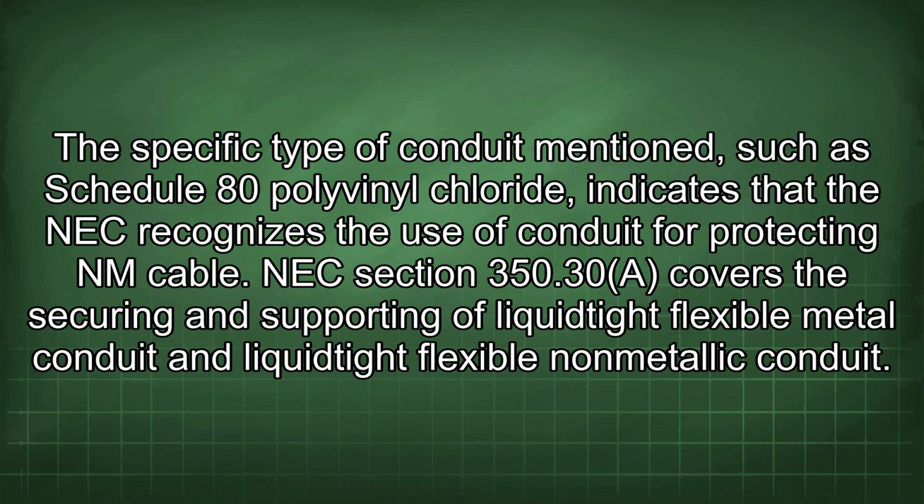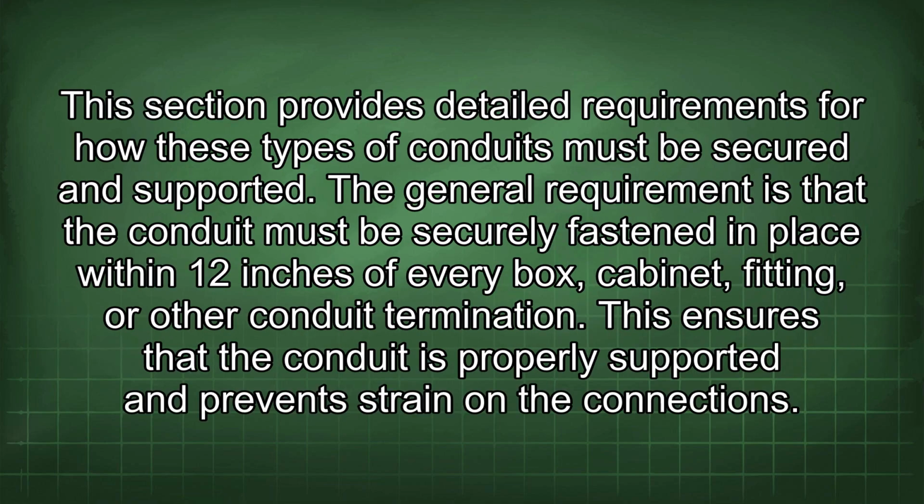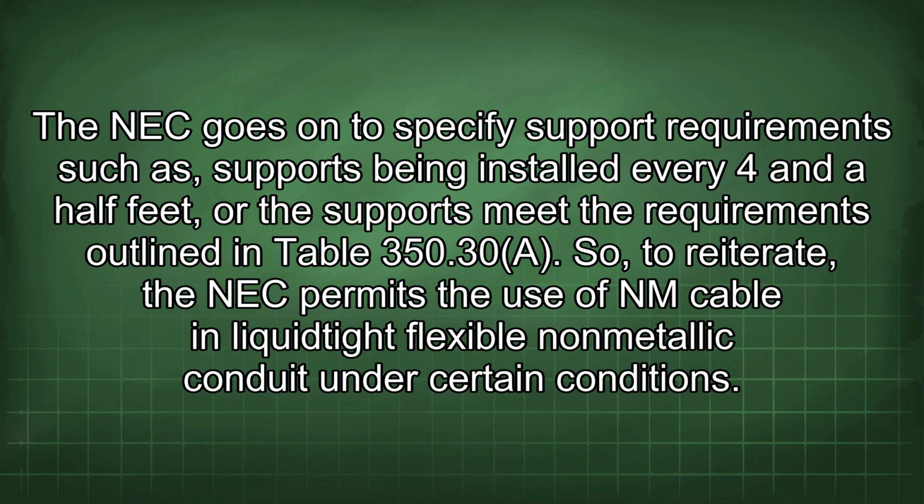NEC Section 350.30 covers the securing and supporting of liquid-tight flexible metal conduit and liquid-tight flexible nonmetallic conduit. This section provides detailed requirements for how these types of conduits must be secured and supported. The general requirement is that the conduit must be securely fastened in place within 12 inches of every box, cabinet, fitting, or other conduit termination. This ensures that the conduit is properly supported and prevents strain on the connections. The NEC goes on to specify support requirements such as supports being installed every 4.5 feet, or the supports meet the requirements outlined in Table 350.30a.